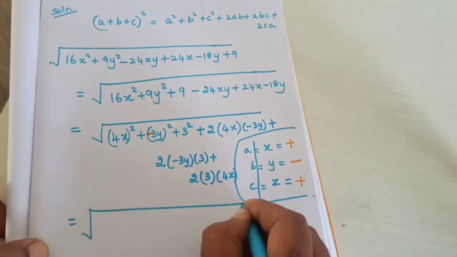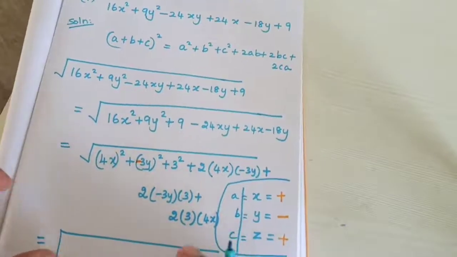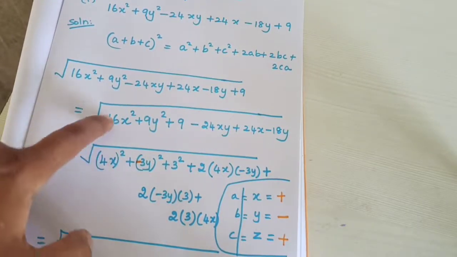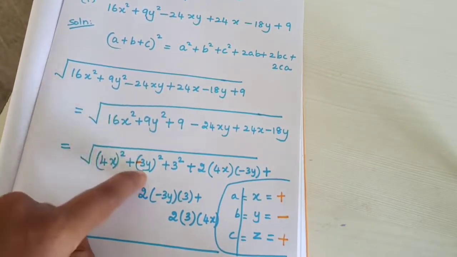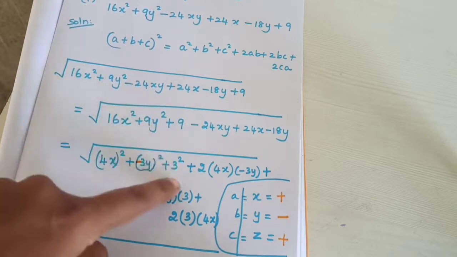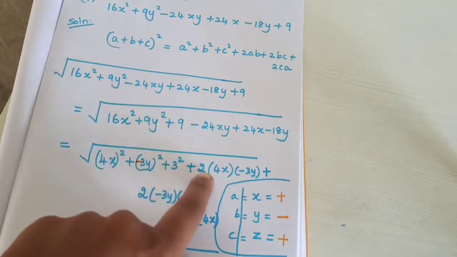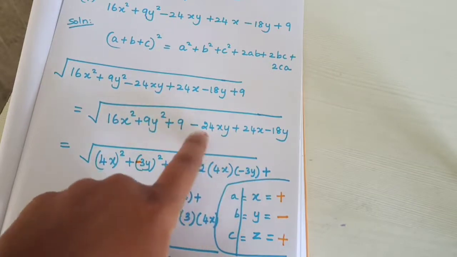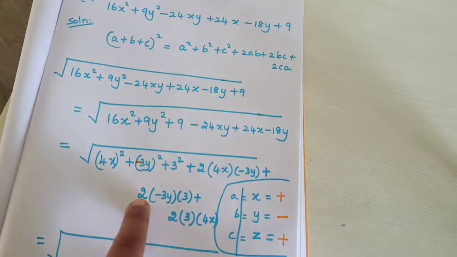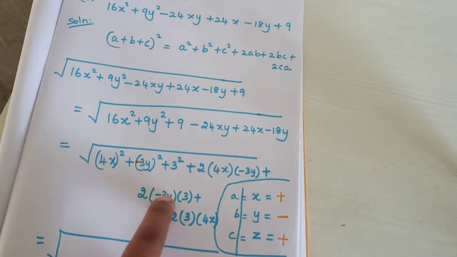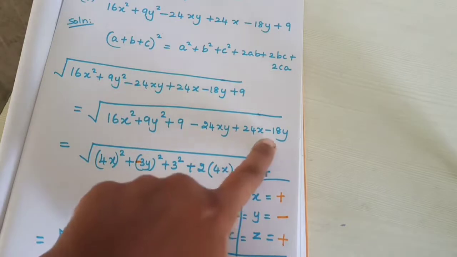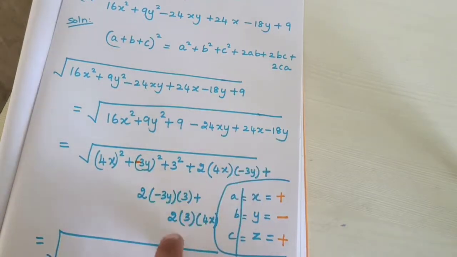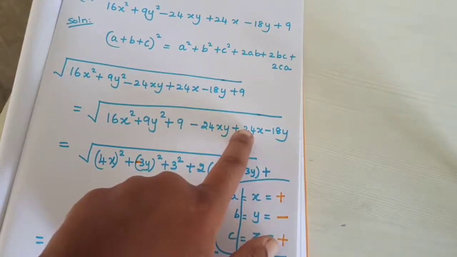So square root of, we need to check it, just check it. 4x the whole square means 16x square, minus 3y the whole square means 9y square, 3 square is 9, 4 2s are 8, 8 3s are 24, correct? No, minus also here. Then here 2 3s are 6, 6 3s are 18, minus 18y, the term is here, correct? Plus 2 3s are 6, 6 4s are 24x. So we matched correctly.